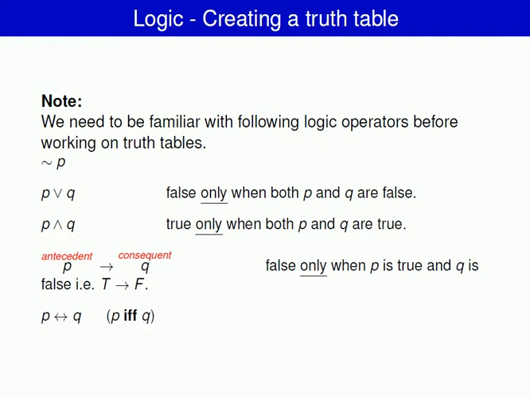The last one is P if and only if Q, what we call biconditional. We also write it as P iff Q. And that is true whenever both P and Q have the same truth value. Either both of them are true or both of them are false. If they are different, P if and only if Q is false.